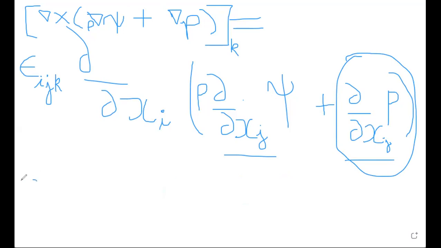So I have epsilon ijk, and of course there's a sum over i and j, of d by dxi, but it's actually d squared by dxi dxj, of p.